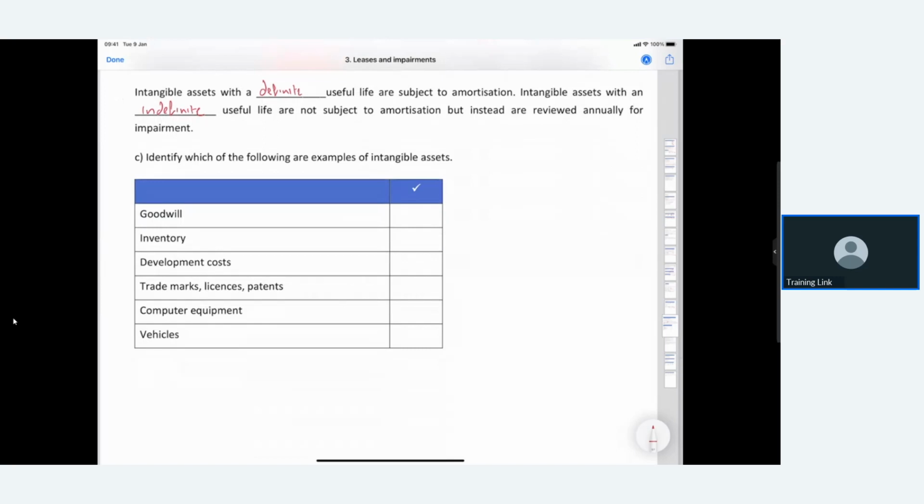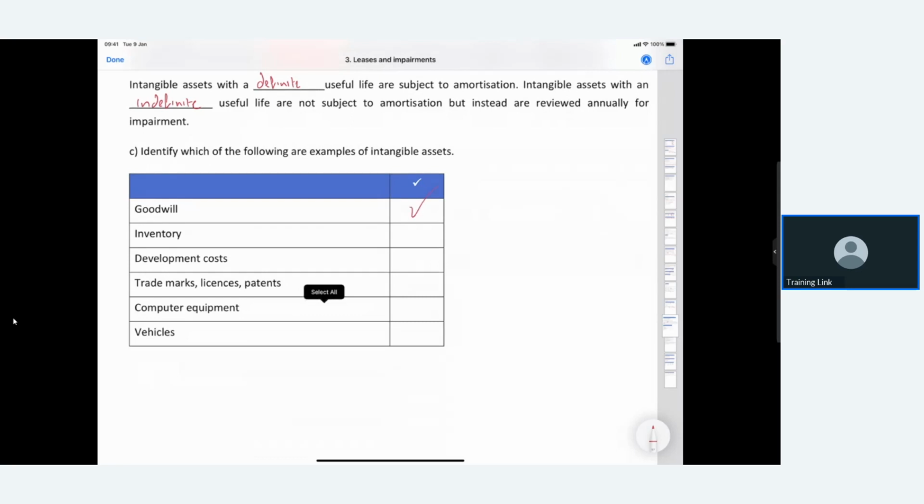Identify which of the following are examples of intangible assets. So goodwill, definitely. Inventory, absolutely not, it's tangible. Development costs can be an intangible asset, but we'll look at those very shortly to see when they can and when they can't be. And then trademarks, licenses, and patents. Computer equipment and vehicles. So we've got, just go back to my pen. Vehicles, computer equipment, inventory are all tangible assets.